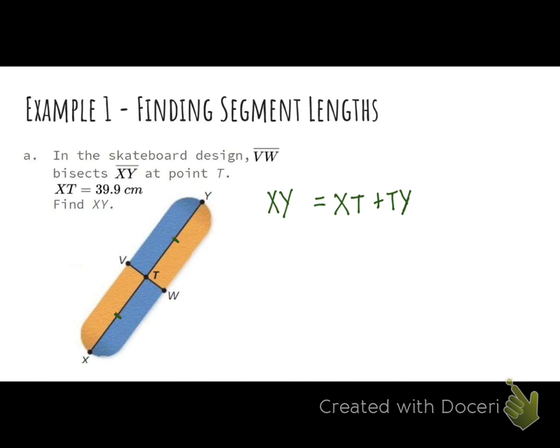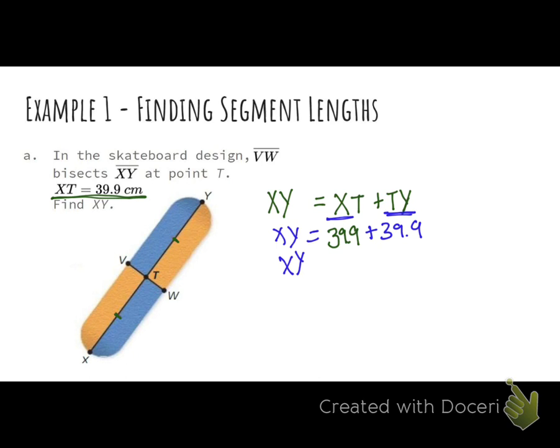So we know that, let me go here. XT is 39.9. What do we know about XT and TY? Yep, Cam. They're the exact same length. So we can just put plus 39.9 equals XY. And that's what we're looking for. I know not everybody has a calculator right now. But if somebody does, can somebody put that in for us?